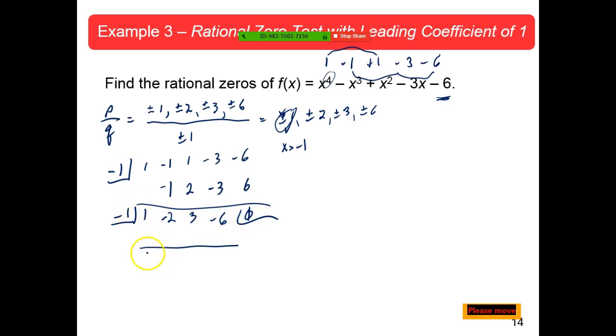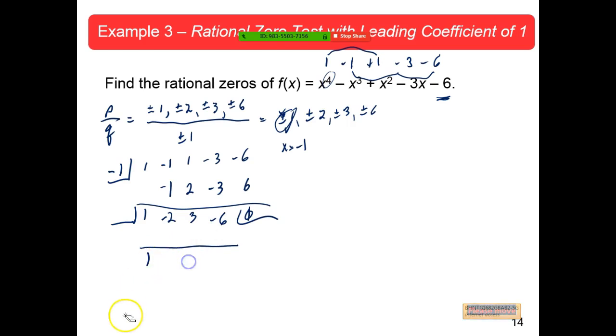So skip a line, draw a line, bring down the 1. Go to town for me. Negative 1. Negative 3. Positive 3. 6. Okay, you got it right, but there's no 0 there. So -1 is only a single multiplicity of 1, 0. There's only 1 there. So that was a good try, but it didn't work. Okay, but you needed to try.